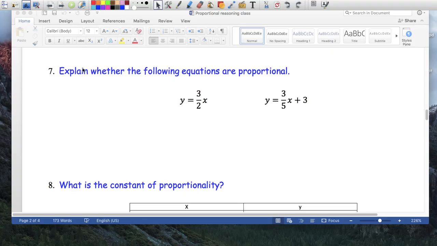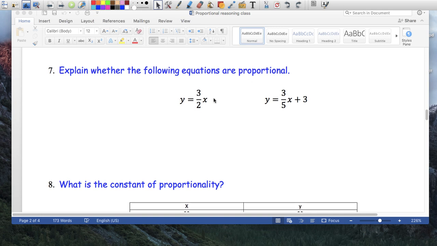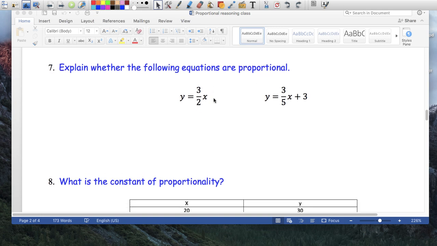So I think we stopped at 7. Explain whether the following equations are proportional. So there are two different questions, okay? And you can explain it in very different ways. So let's take the easy approach here, and I'll actually talk about the other approaches.